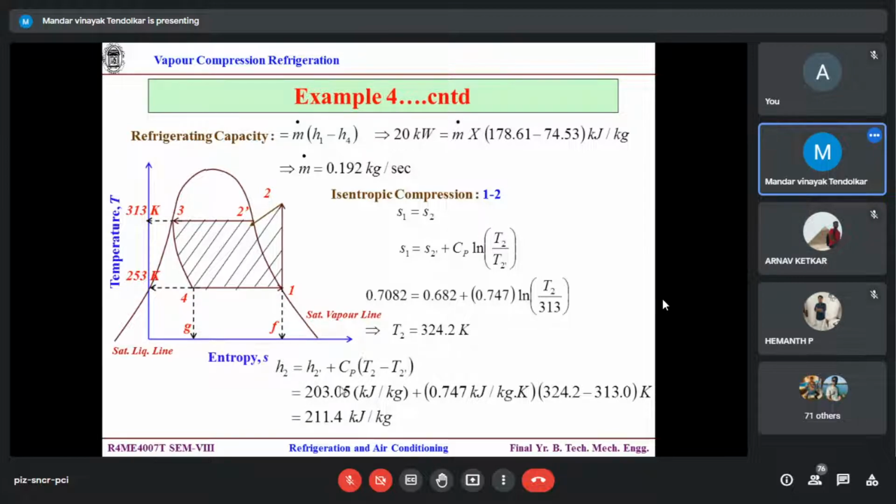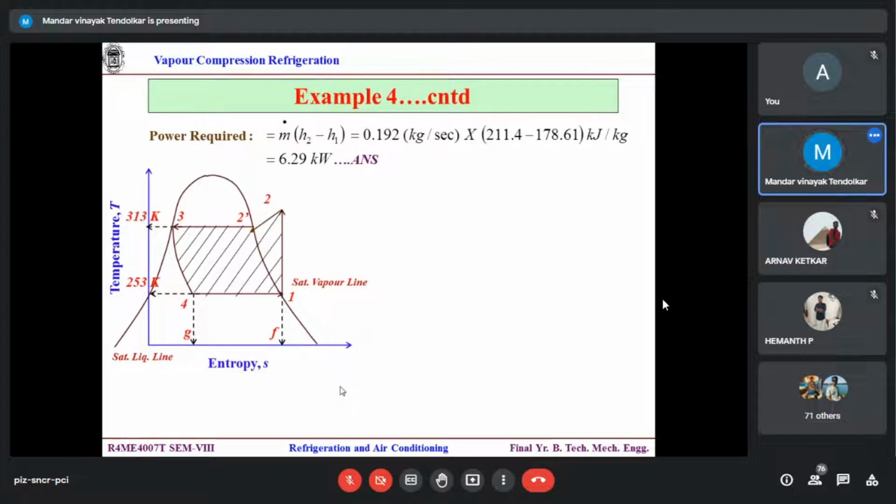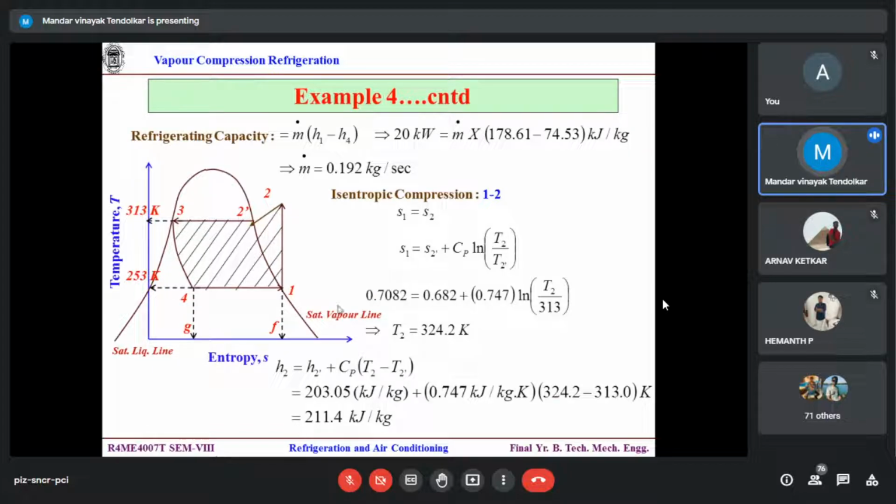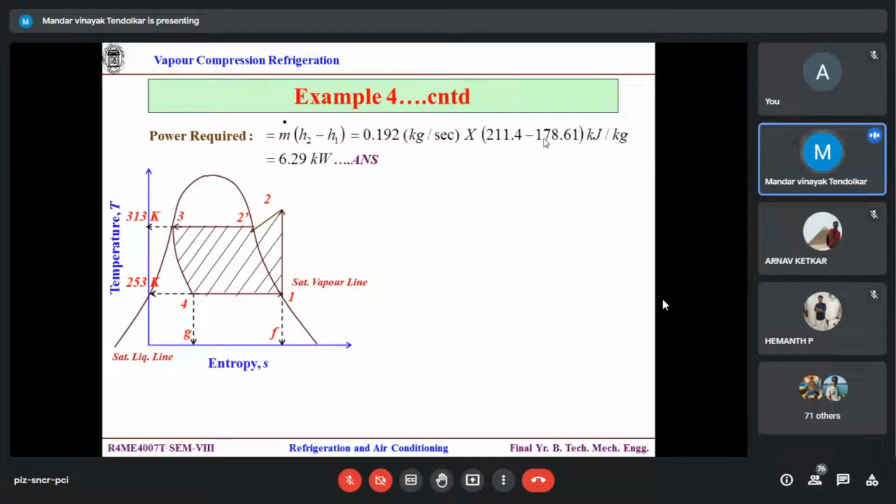Yes, sir. Good. So now you got H2, you know H1, H4, everything known. And calculate the COP the way I want. Now the power required. What is power required? M dot, which you have just calculated. Correct? 20 kilowatt basis. And H2, H1 just now calculated. So substitute. Is the answer correct? 211 is H2. Yeah. And H1 is Hg1. Correct? 174 or something. 178. So this is my power required. Is the calculation correct?